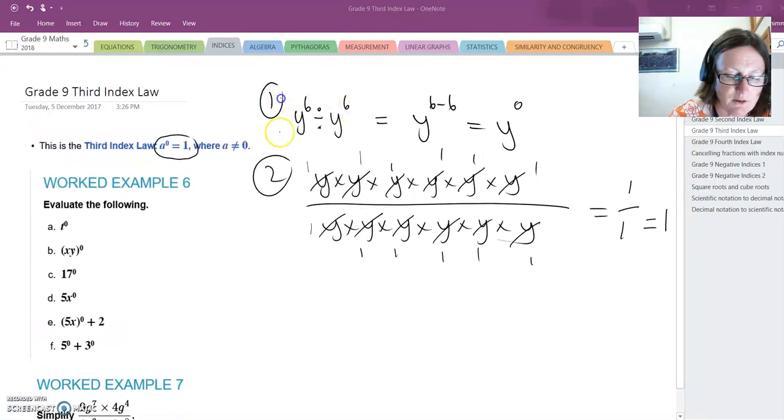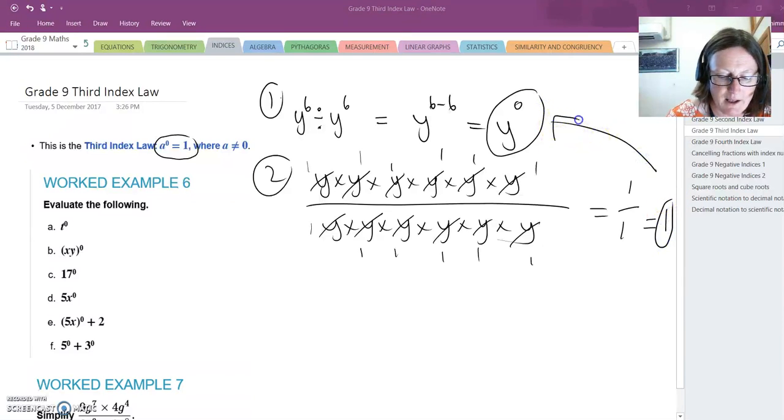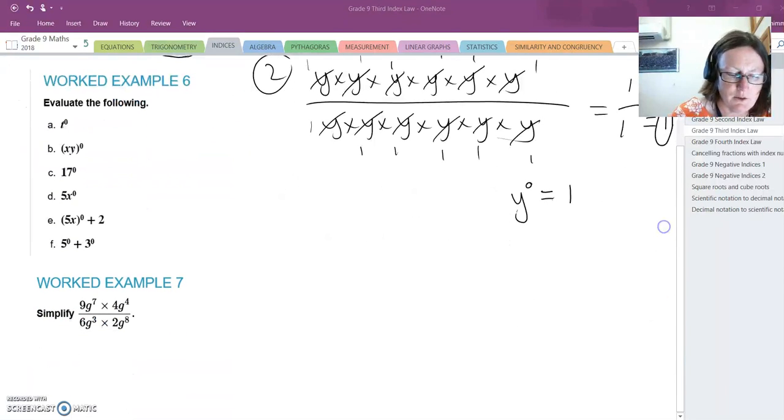Same question, done two different ways, two different answers. So in other words, these answers are equal to each other. Y to the power of 0 is equal to 1. So the rule is anything with the power of 0 is equal to 1. So t to the power of 0 is equal to 1. xy to the power of 0 is equal to 1. 17 to the power of 0 is equal to 1.